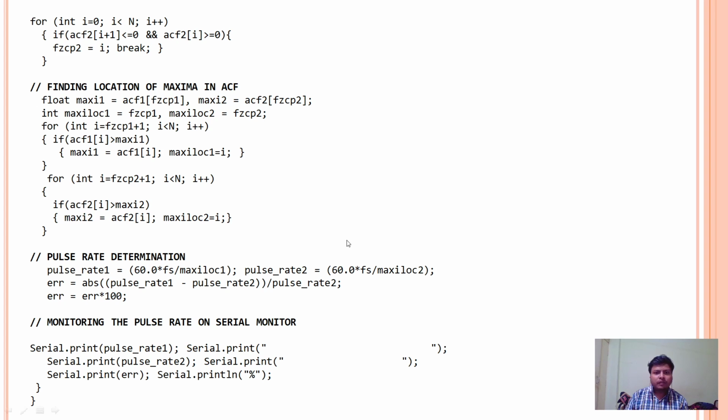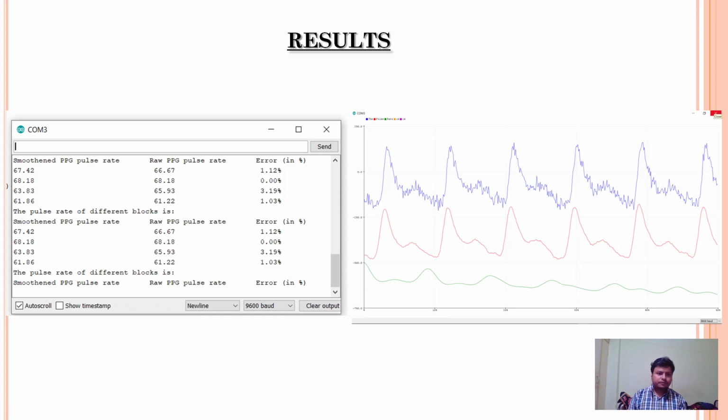And finally, we have done the same for the smoothened data. In order to get the error between the pulse rate for the smoothened version and the raw PPG data, we use this error formula. And this set of code we have written to monitor the observation on the serial monitor, which we will observe in the next stage. As we can see here, there are basically two sets of data, that is the PPG pulse rate for the smoothened version and the raw PPG data, and there is the error.